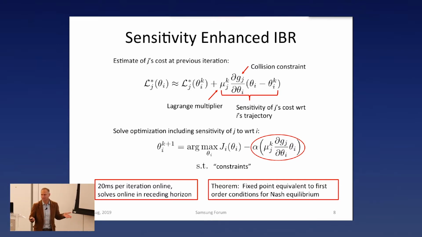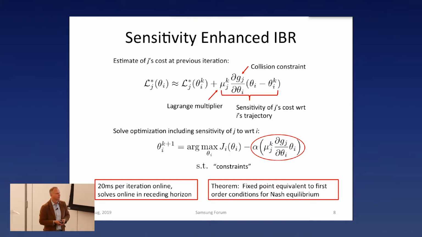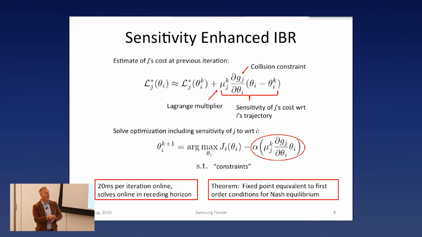Are you still solving a meaningful game? And if so, what is that game? It turns out that we can prove a theorem that says that despite the fact that we're adding this extra piece to our objective function, if you do this iterative best response and converge to a fixed point, that fixed point is still a Nash equilibrium for the original game. Even though you've changed your objective, if you look at the fixed point, it's the same. It still satisfies the conditions for a Nash equilibrium for the original game. So we're still solving the original game. We're just biasing the search towards a different Nash equilibrium.